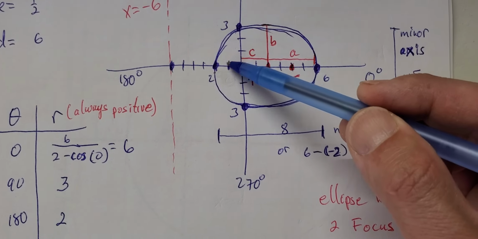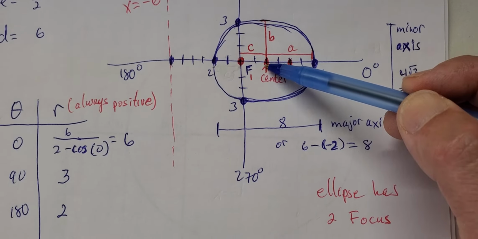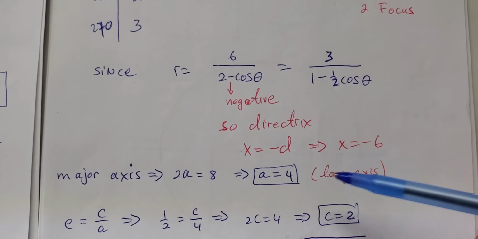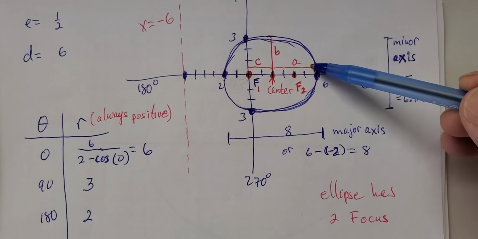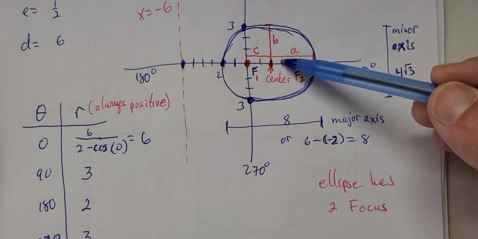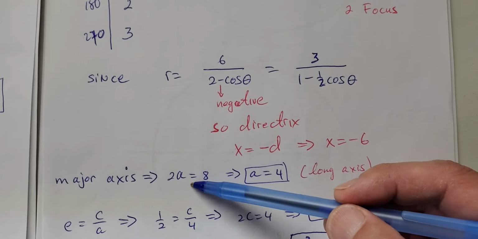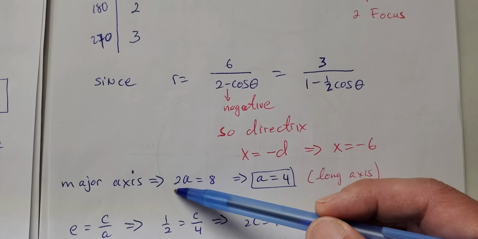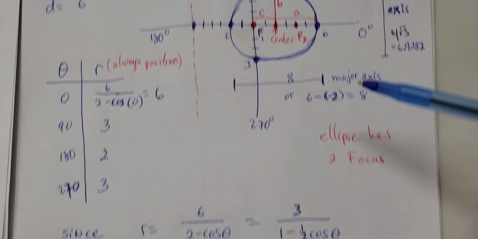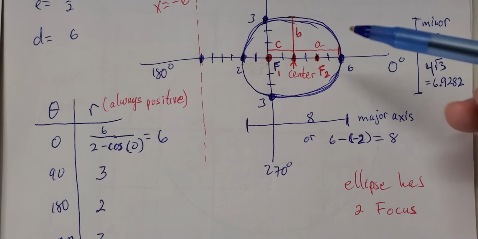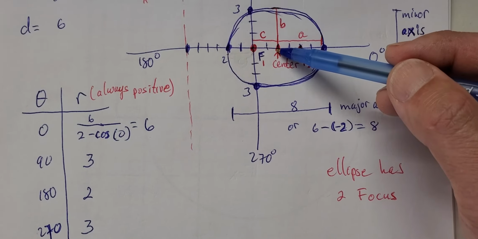1, 2, 3, 4. So again, that's my center. Since a is 4, you can do this from the vertex: 1, 2, 3, 4. That's my center. One more time, the major axis is always 2a. Divide by 2 gives me 4. So from the vertex, 1, 2, 3, 4.